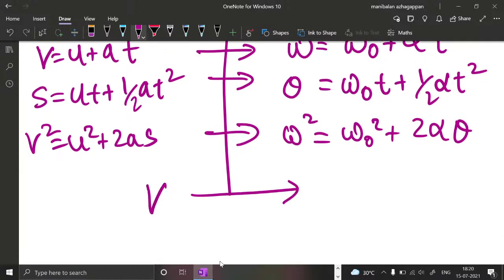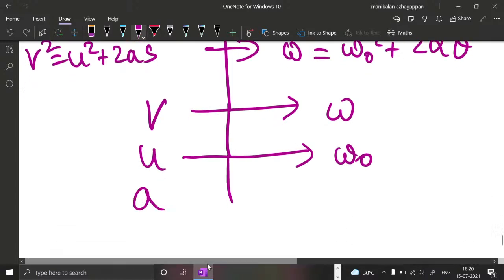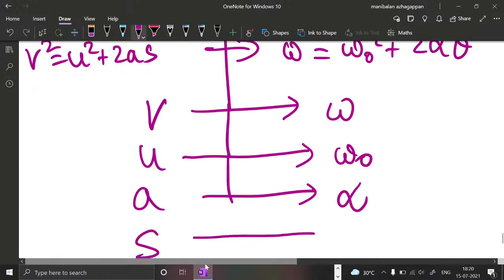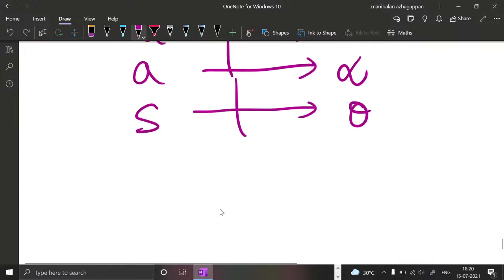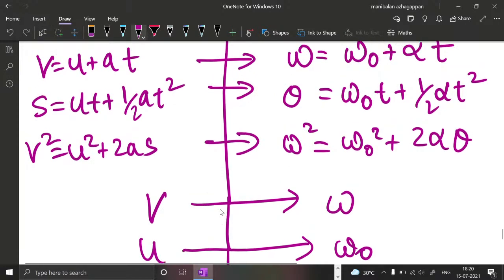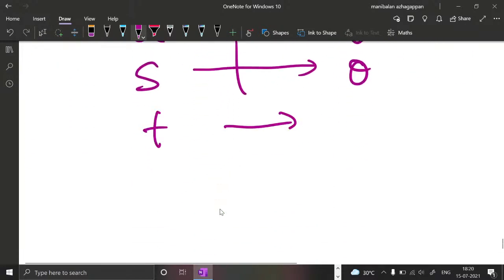Okay, so see here, I'll give the comparison. v here is going to be omega in rotation motion, u is going to be omega naught, a is going to be alpha, and s is the displacement, here it's going to be theta. It's a direct comparison, you no need to memorize. If you understand this, you can recall many of the formulas. Time will be the same here and there.